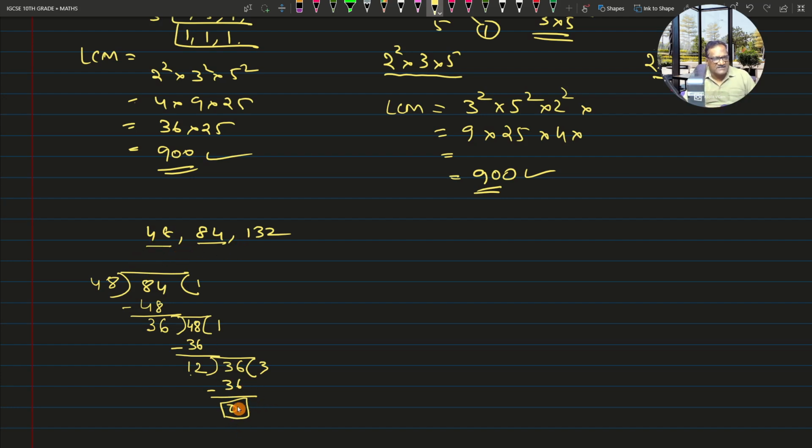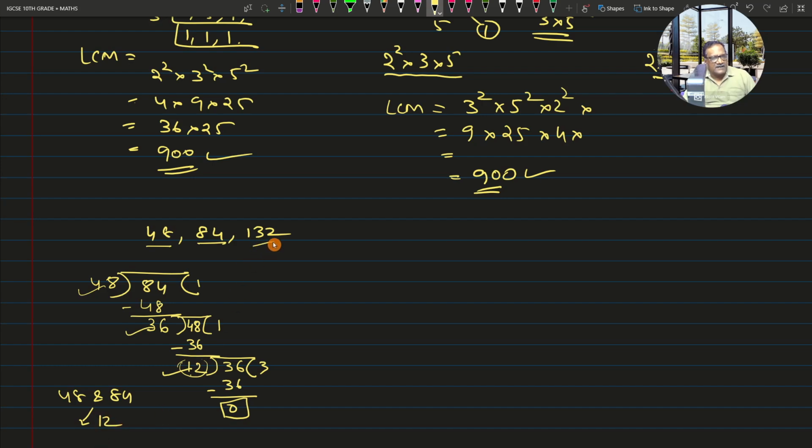And which is the last divisor? See, this 3 is not the divisor, 3 is the quotient. This 12 is the last divisor. This was the first divisor, this is the second divisor, this is the last divisor which gave you 0 as the remainder. So HCF of these two, that is 48 and 84, is nothing but 12.